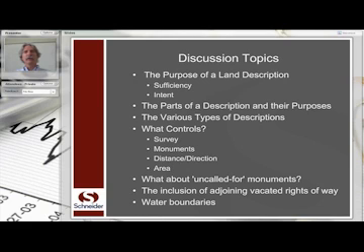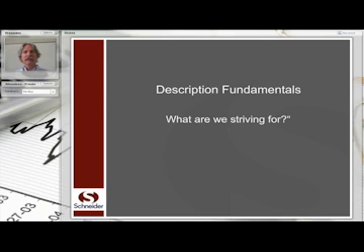And then we're going to shift gears, talk about what controls in a description, and we'll look at the order of conflicting title elements, which is a good place to start on that. We're going to talk about controlling surveys, when we have monuments, when we have distance direction, we're going to talk about area. We're going to talk a little bit about uncalled for monuments, which is a term I'll talk about when we get there, because that term is used in some parts of the country, and in other parts of the country it's not. We're going to talk about what happens with adjoining rights-of-way, and how they are either included or not included, and then a little bit about water boundaries.